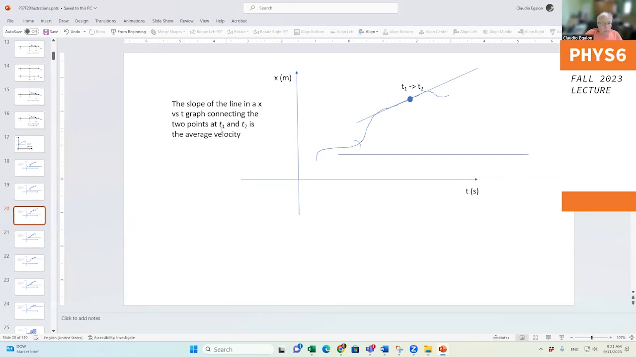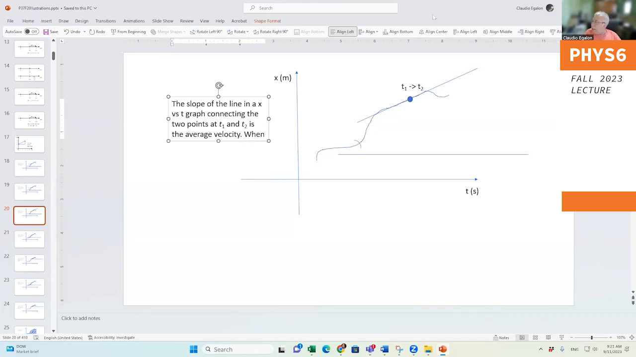That is the average velocity. Now, when T1 approaches T2, the instantaneous velocity is represented by the slope of the line tangent to the curve at T2. Okay? That's what you have to know.